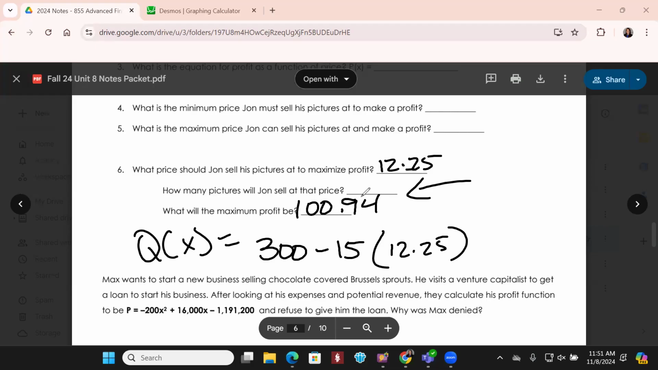I got like 116. Is that what you got? Can't have half a painting. So 116.25, we're going to round down. Good. Round down because it's closer to, it's less than 4.